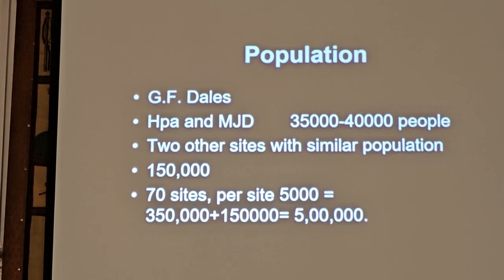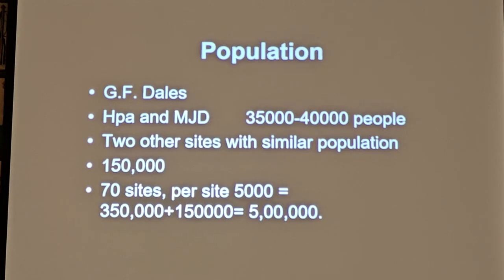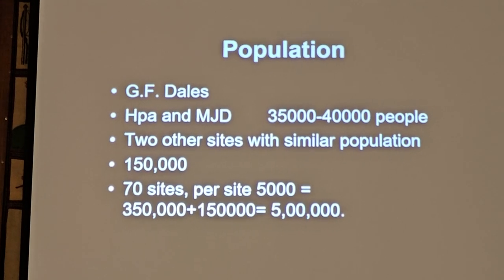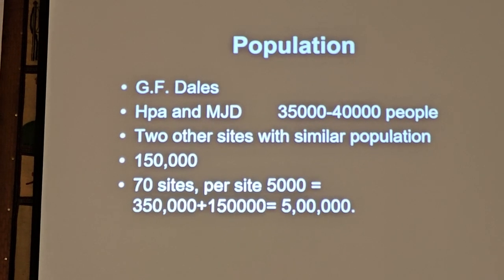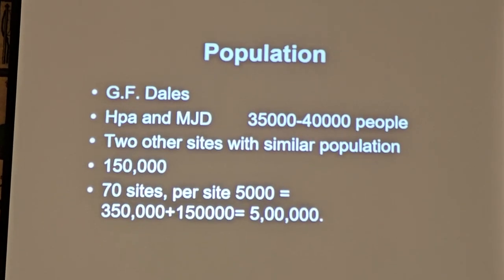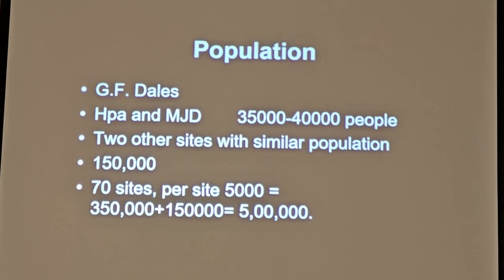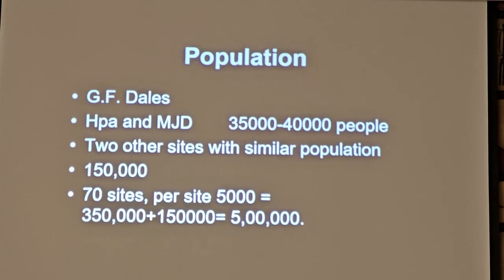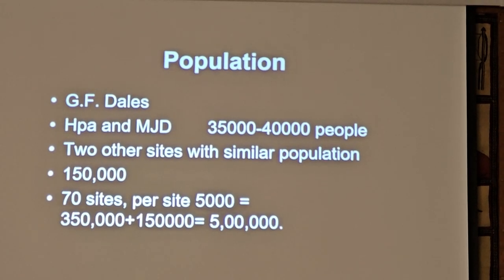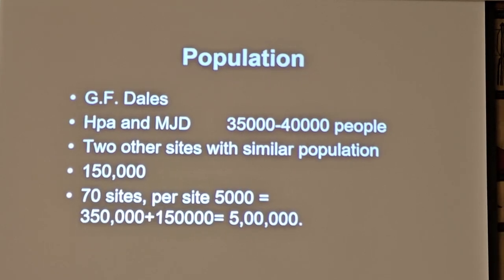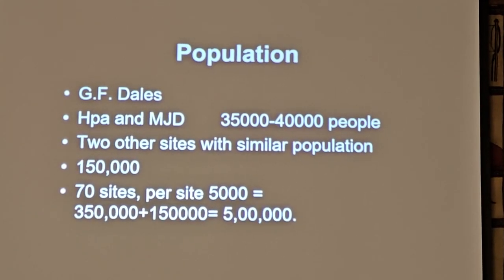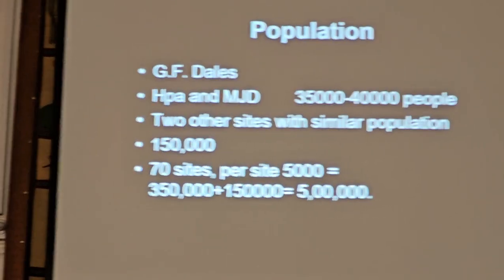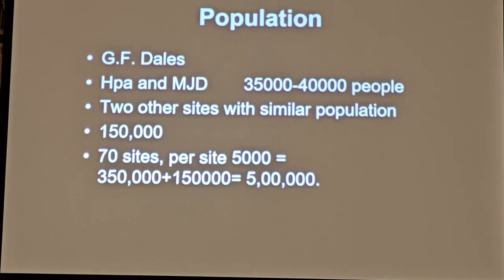And you see that more than 70 archaeological sites have been discovered so far. If on average we take that these 70 sites had a population of 5,000 per site, it will take us to a figure of 350,000, right? So 350,000 plus 150,000 is equal to 500,000 people. So these are the sites which are discovered so far, and we presume that they were occupied by about 500,000 people, right?